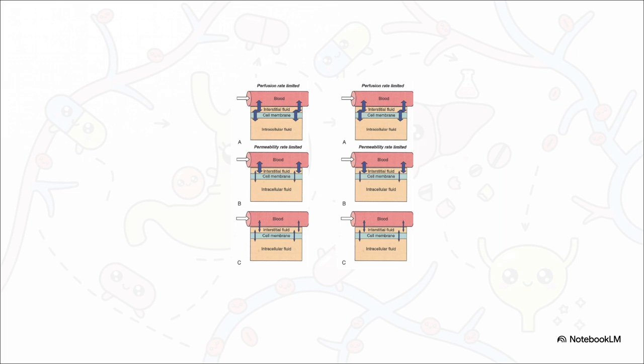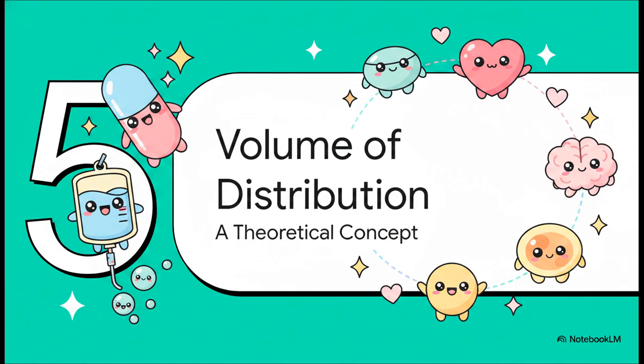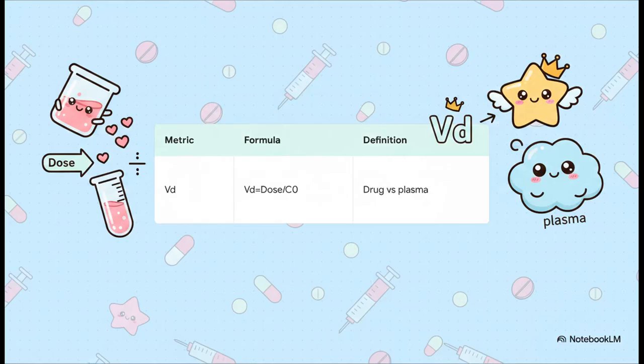Finally, we've reached Section 5, volume of distribution. And fair warning, this one is a highly theoretical concept. The volume of distribution, or VD, is basically just a math calculation. You take the total dose and divide it by the initial plasma concentration, C0. It's a critical metric because it tells us the relationship between the massive amount of a drug sitting somewhere in your entire body versus the specific concentration we can actually measure right now in your blood plasma.